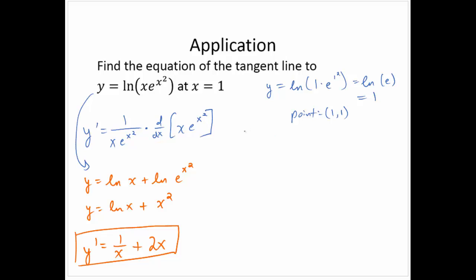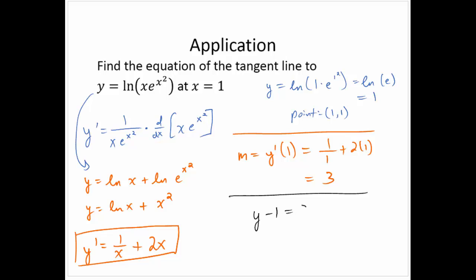Alright, so we have the point (1, 1). Now the slope would be the derivative at x equals 1, and so that would be 1 over 1 plus 2 times 1, so that's 1 plus 2, that's 3. And so then the equation of the line would be y minus 1 is 3 times x minus 1, and this is easy enough to get to slope-intercept form, y equals 3x minus 2. Alright, so if you need to calculate the derivative of a logarithmic function, you might want to consider some manipulations to put it in a form that's easier to work with.